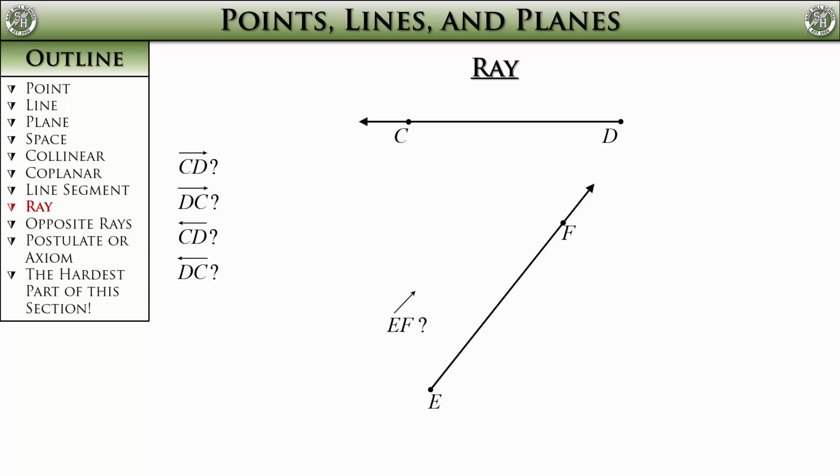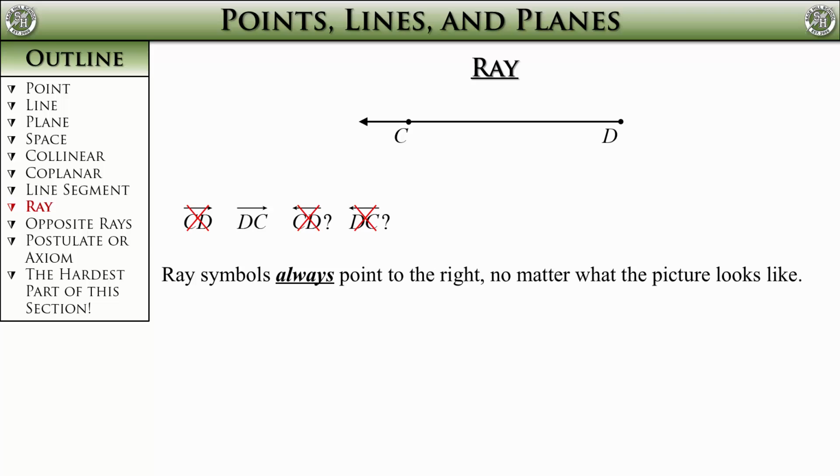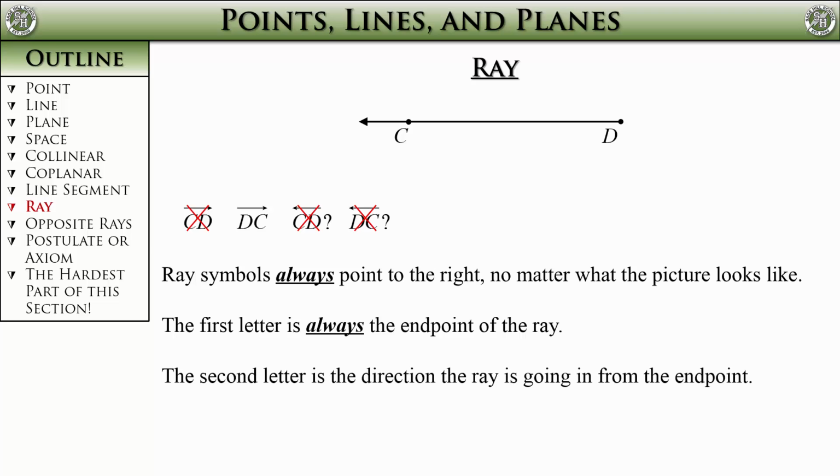Any guesses? The answer is that the ray symbol always points to the right no matter what the picture looks like. The first letter is always the endpoint of the ray. The second letter is the direction the ray is going from that endpoint. Make sure you understand that. It's one of the common mistakes that students make with rays.